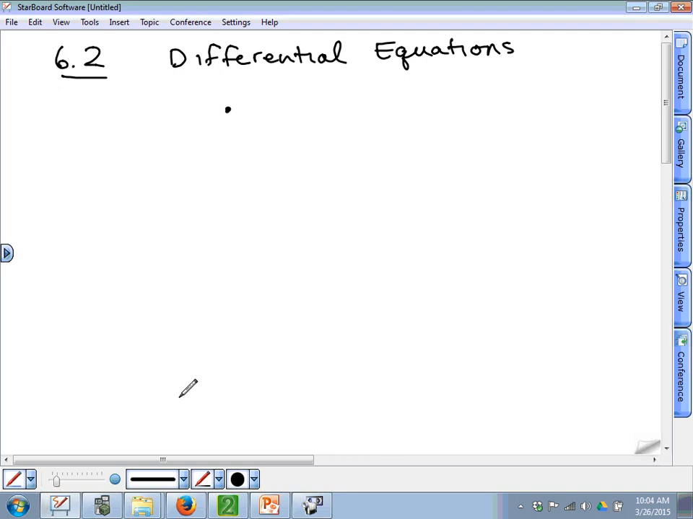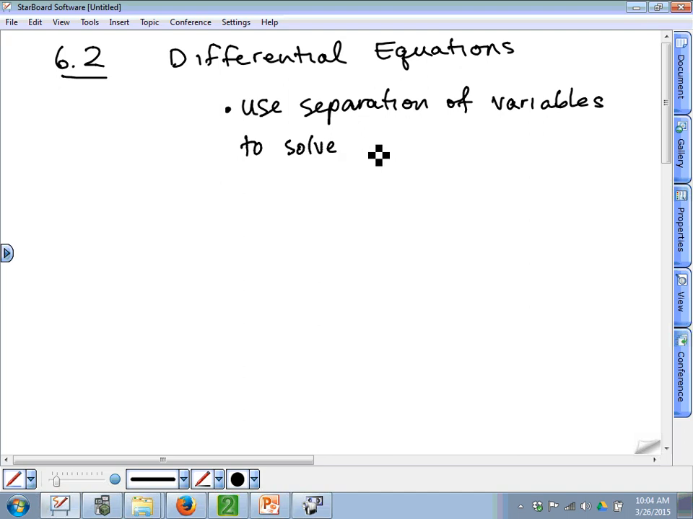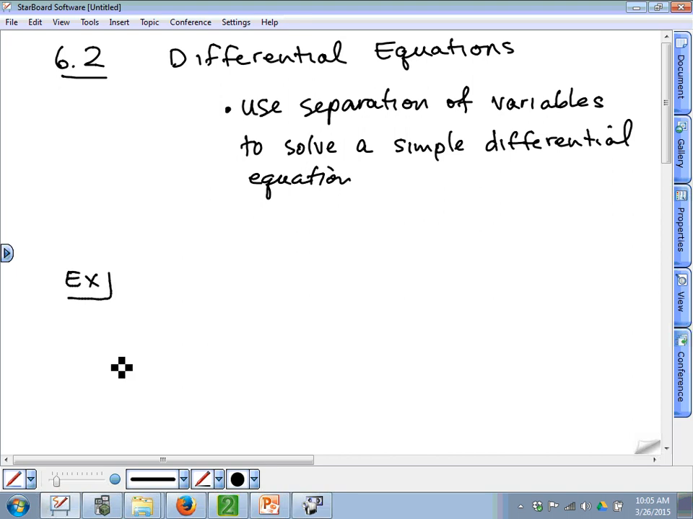It's called separation of variables. Separation of variables to solve a simple differential equation. Example.